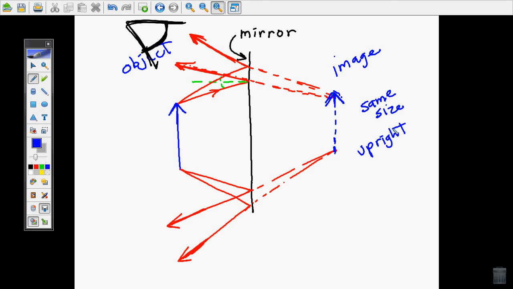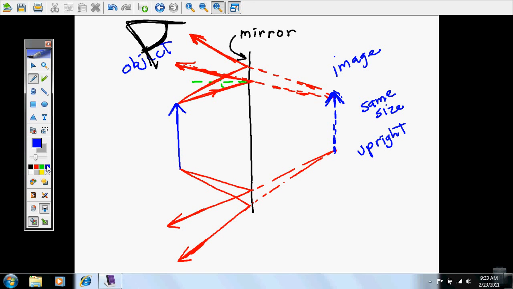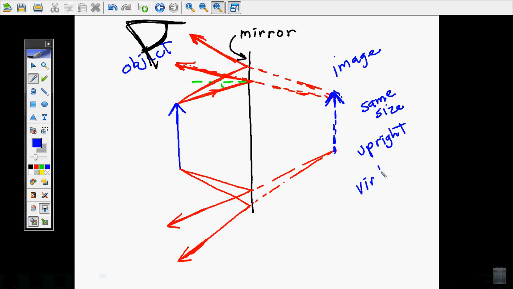Is there actually any light going behind the plane mirror? Is there any light that actually goes back here? No, all the light is just bouncing off the mirror and going this way, bouncing off the mirror and going this way. There really isn't any light behind the mirror. So what kind of an image do you see when you look into a plane mirror? Real or virtual? Virtual. So this is a same size, upright, virtual image.